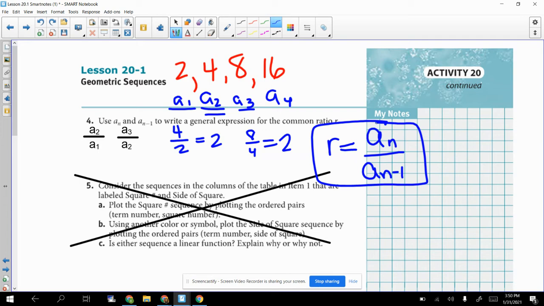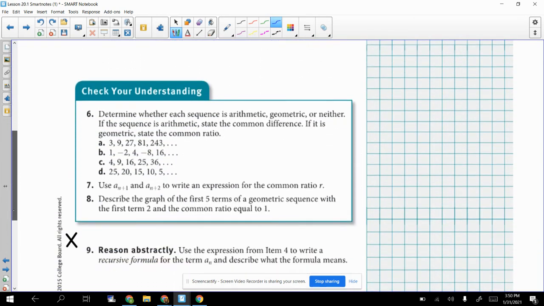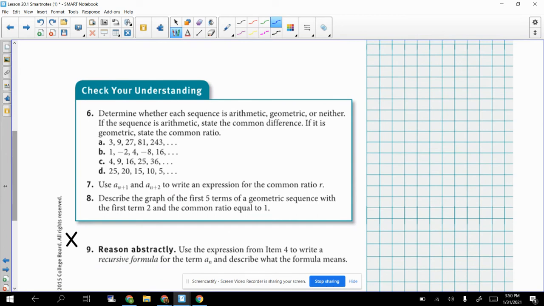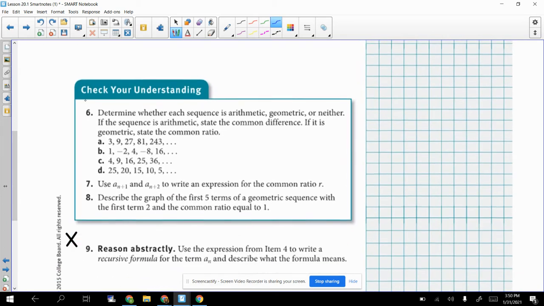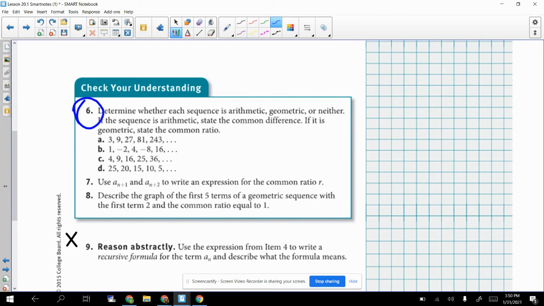All right. So what I want you guys to do here is try to pause the video and do number 6. So come up with A, B, C, and D. It's asking you to determine whether each sequence is arithmetic, geometric, or neither. And then if it is arithmetic, you want to state the common difference, which is what we were doing last week. And then if it is geometric, you want to state the common ratio. Okay, so pause the video.